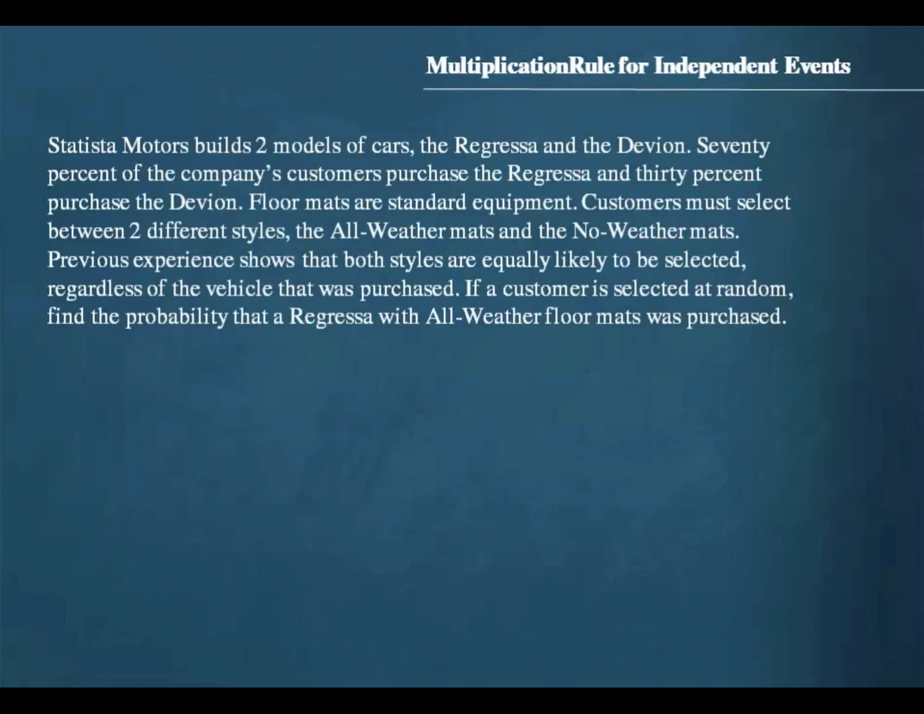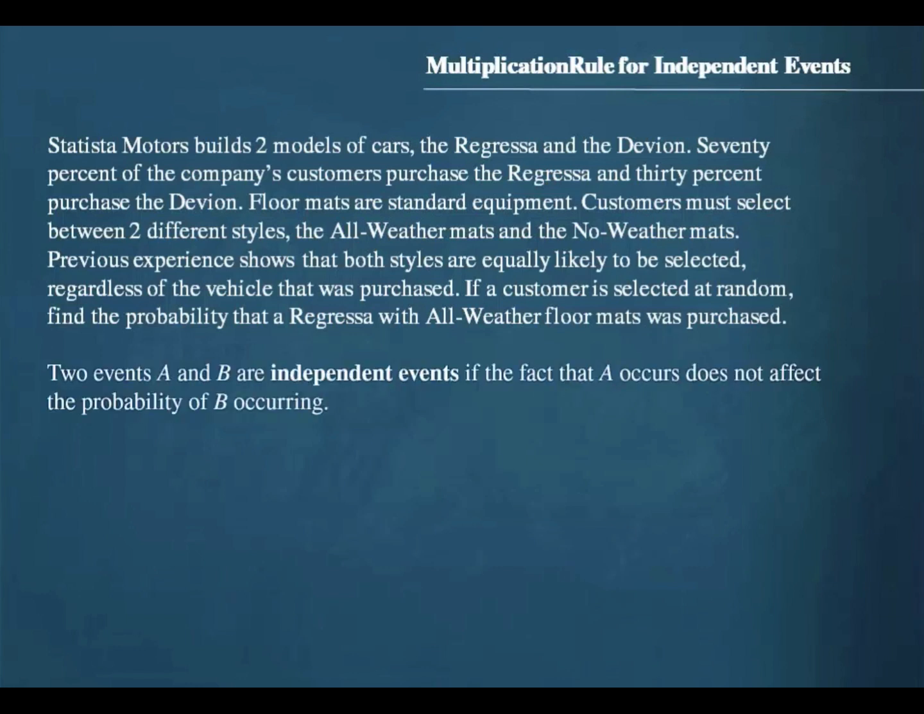Statista Motors builds two models of cars, the Regressa and the Devion. 70% of the company's customers purchase the Regressa and 30% purchase the Devion. Floor mats are standard equipment, and customers must select between two different styles, the all-weather mats and the no-weather mats. Previous experience shows that both styles are equally likely to be selected, regardless of the vehicle that was purchased. If a customer is selected at random, find the probability that a Regressa with all-weather floor mats was purchased.